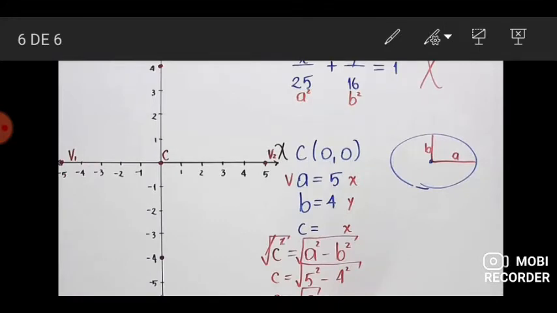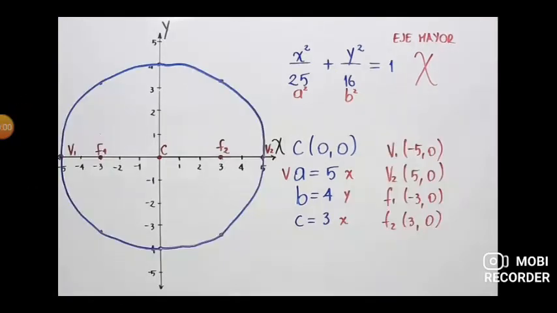To get it, we have to square A and B, subtract, and then apply the square root, and the result is 3. And finally, this will be the graph.